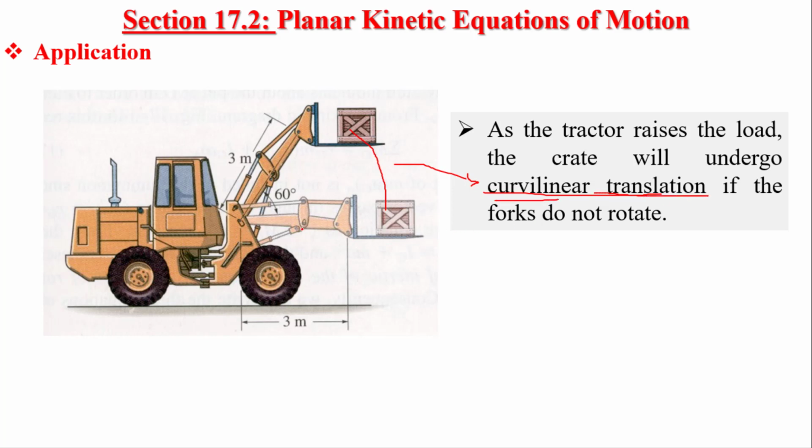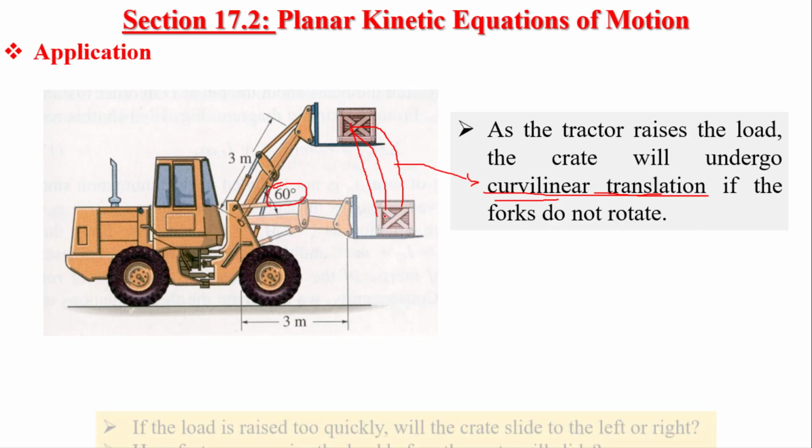Because we have only this angle, and the box will not rotate, it will translate. It does not translate in a straight line, it translates in a curvilinear line.